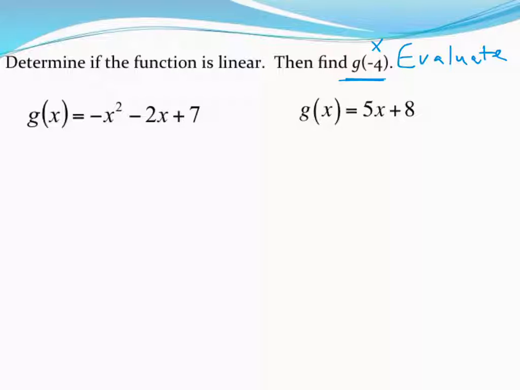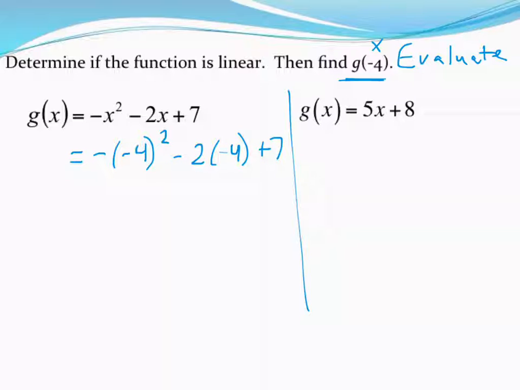Let me go ahead and start over here. I'm going to replace my x with -4. I'm going to ignore this part of the problem for right now, and I'll come back and tell you why momentarily. So I'm going to have a negative, and then in parentheses a -4, the value I subbed in for x, squared, minus 2 times -4, and then plus 7. That's the problem I want to work out.